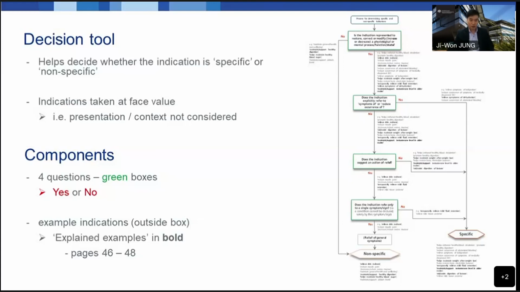If you look at the tool, you'll realize that there are 4 main questions outlined in these 4 green boxes, and for each of these questions you have a yes or no answer. Outside these boxes, you have the permissible indications to show how each of these indications was answered to each of these questions. If you look closer, you'll see that some of these indications are bolded, and that means that these bolded indications have been explained further in the evidence guidelines in pages 46 to 48.